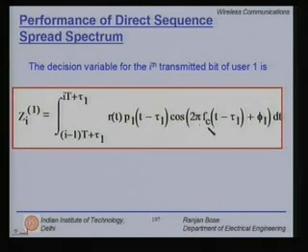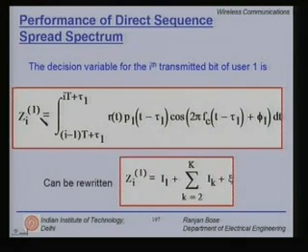Cos 2 pi fct, again synchronized, phi 1 t, integrate. So, this is the decision variable for the ith bit of user 1. This can be written as Zi superscript 1 equal to I1, for the ith bit of user 1, plus summation k equal to 2 to capital K of Ik, plus eta. What are these terms? In the next slide, let us understand what these terms are.